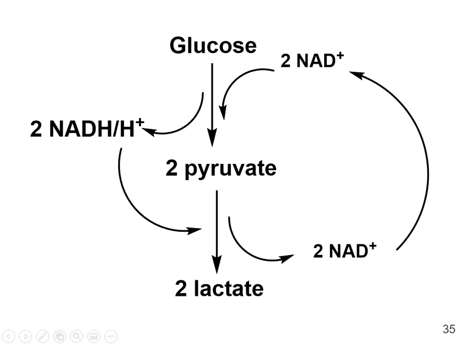So glucose is converted to two pyruvates, and we get two NADHs. And then in that last step right here, when we go from pyruvate to lactate, that reaction uses the NADH and produces NAD plus, and that keeps glycolysis going. So we regenerate the NAD plus to keep glycolysis going.